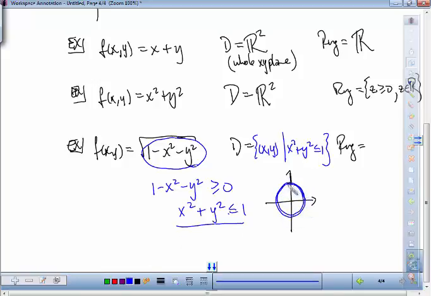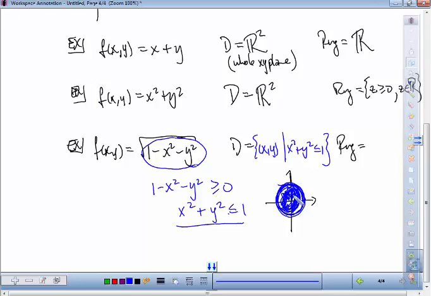So including the circle itself, x squared plus y squared is equal to 1, and then everything inside of the circle. So this is my domain. Okay?